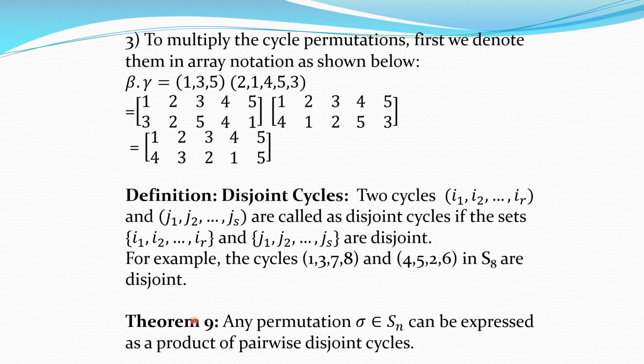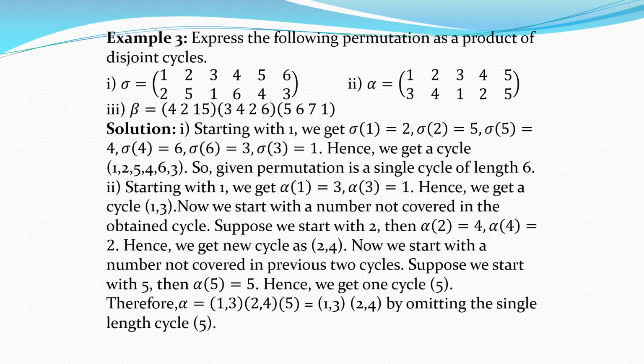Now, one theorem: any permutation sigma in Sn can be expressed as a product of pairwise disjoint cycles. Now, in this example, we have to express the given permutation as a product of disjoint cycles. First is sigma. It is a permutation on 6 symbols. Now, sigma of 1 is 2, sigma of 2 is 5, sigma of 3 is 1, sigma of 4 is 6, like that it is given.